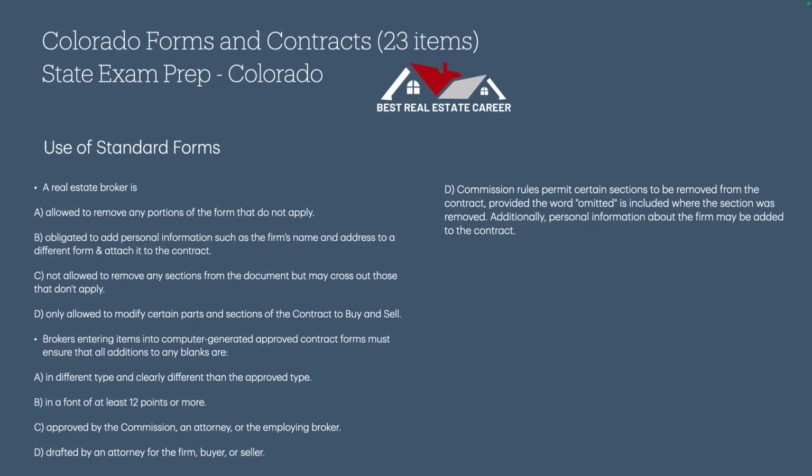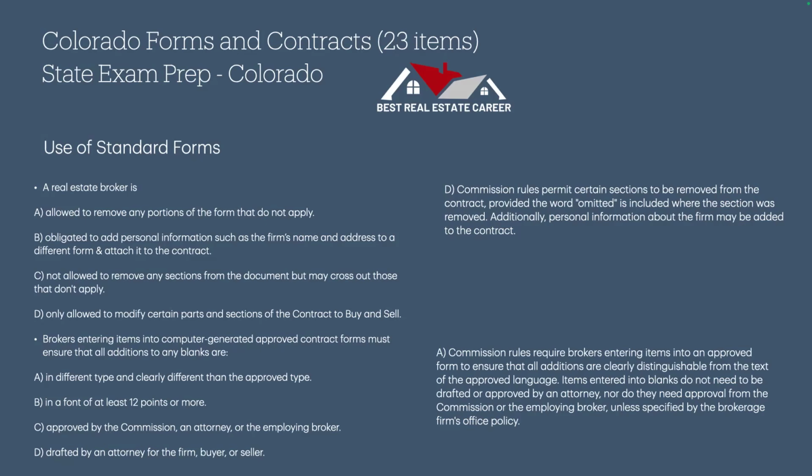Oh. So your second question, as we're looking at this, it says brokers entering items into computer generated forms must ensure all additions to any blanks are, A, in different type and clearly different than the approved type. All right. So when we're doing these fill in the blank contracts, we actually have to make it very distinguishable that we filled in the blank here and that this wasn't commission approved language that was already written.